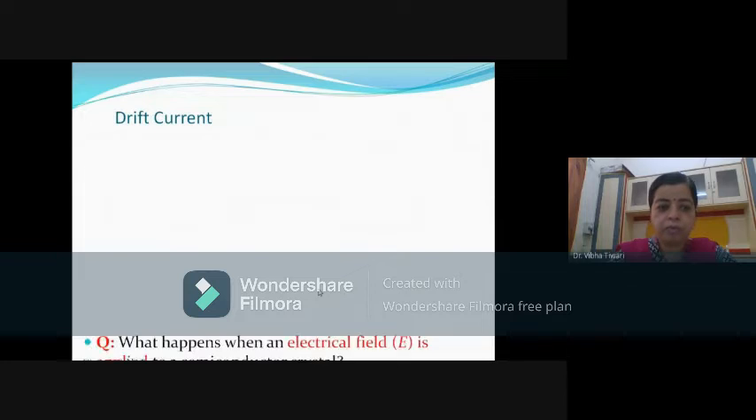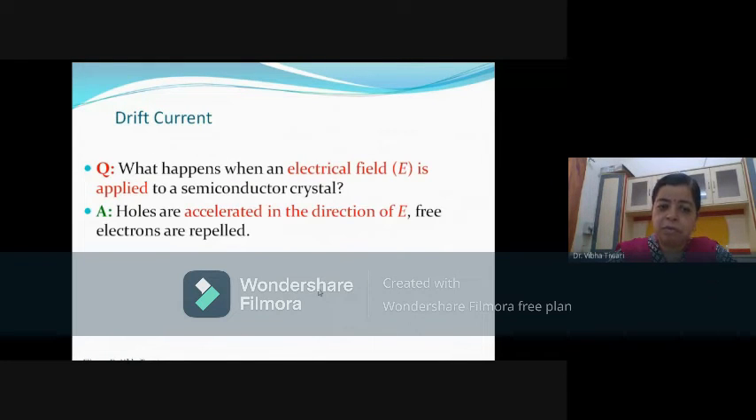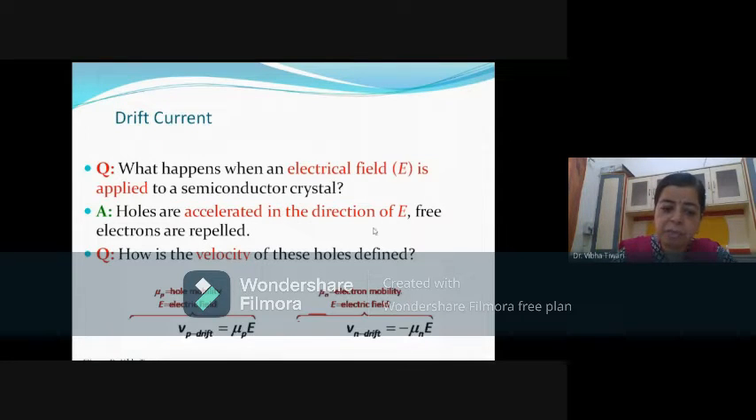Now, we discussed that when we apply an electric field, holes accelerate in the direction of the electric field and electrons accelerate in the opposite direction. If we talk about the velocity of holes, the relationship we had is that velocity is mobility multiplied with the electric field. If we are talking about holes, this will be the mobility of holes multiplied with the electric field applied. And if we are talking about electrons, the velocity of electrons due to drift is the mobility of electrons multiplied with the applied electric field.